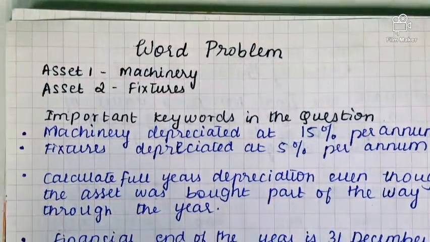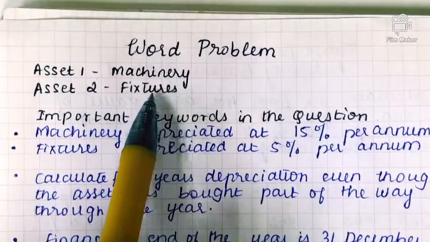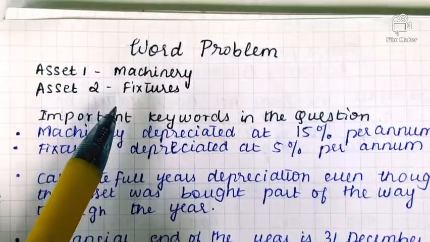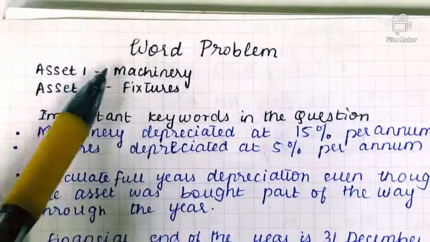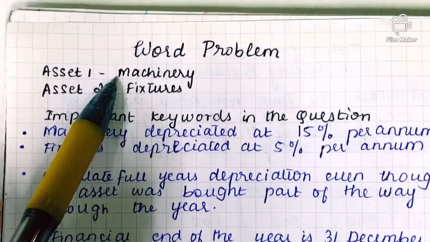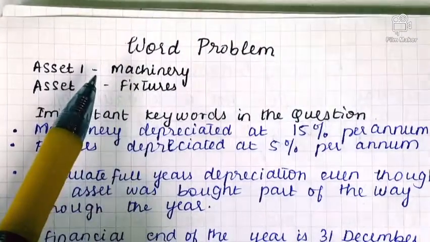So what I'm going to be doing is explaining how to find the asset account, meaning the fixtures account, and the provision for depreciation account for the fixtures. And the machinery will be your practice question, and I'll be giving the answers at the end of the video so that you can check if they're right.